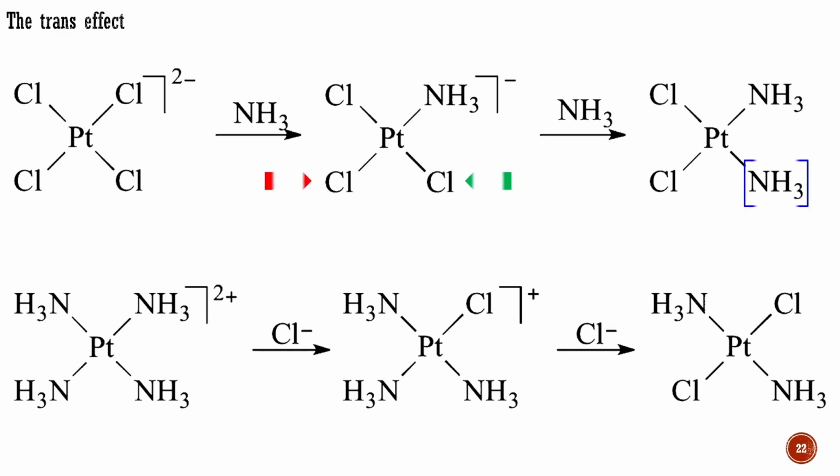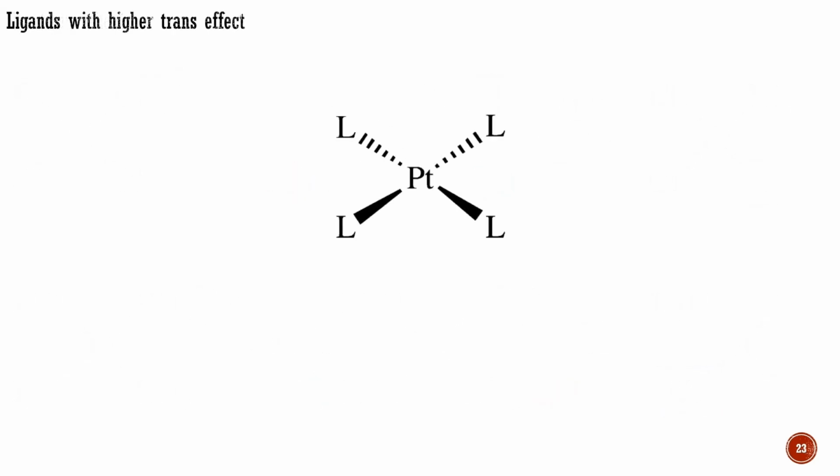For example, in the second step of the first equation, the ammonia does not replace the chloride trans to ammonia, but only the chloride trans to chloride. This observation means that chloride is a higher trans effect ligand than ammonia. In the second equation, once again, the ammonia trans to chloride is displaced, not the one trans to ammonia, which leads to the formation of the opposite isomer of cisplatin. Ligands that are more effective at labilizing a ligand trans to themselves have a higher trans effect.